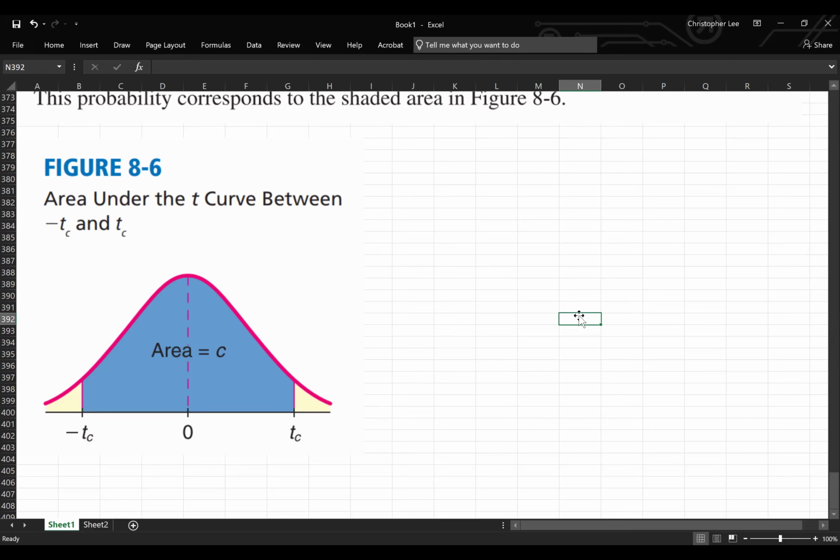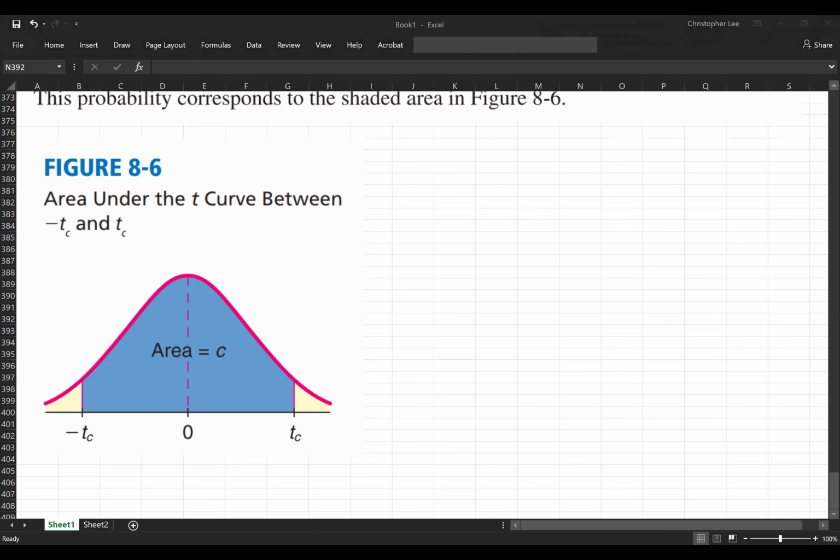Yeah. So look, figure 8.6, which is this, right? The area under the t curve, which is between negative t critical and positive t critical. It's the same thing that y'all just saw with the z, but now it's t, right? Different mathematical formula, right? If anybody wants to switch to calculus in the future, then we could look at this again and I could explain a little bit more.